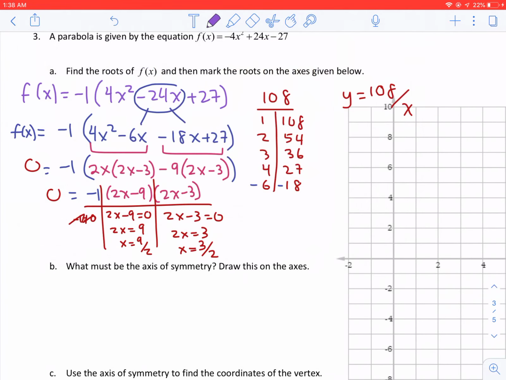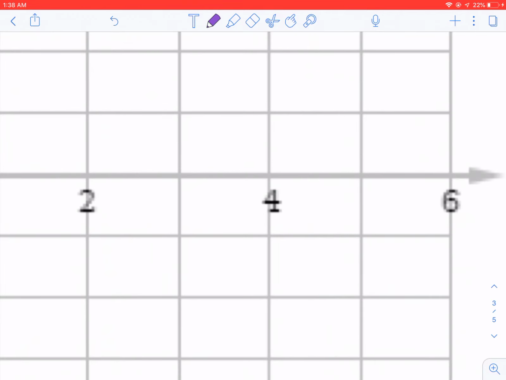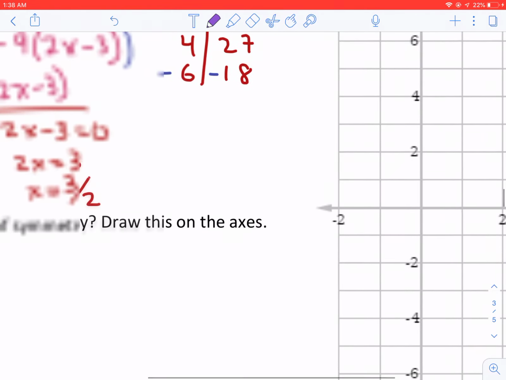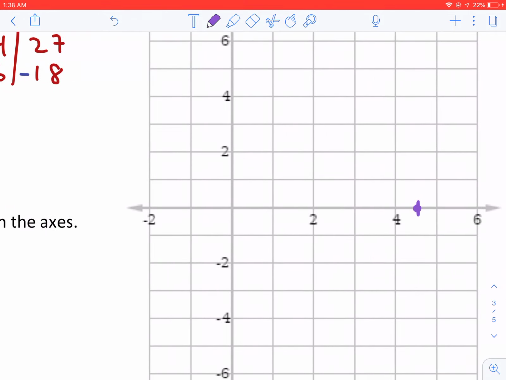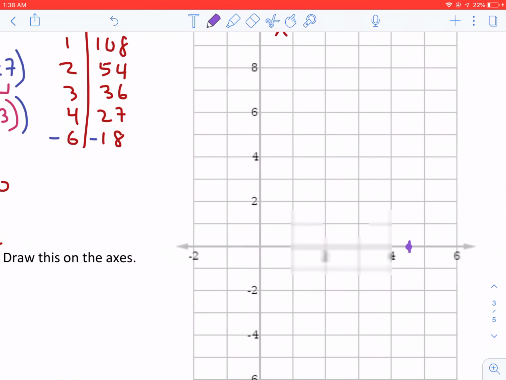So plotting those two x-intercepts, our roots, 9 over 2 is equal to 4.5. So I'm going to plot one of my zeros over there. Another 0 is at 3 over 2, which is 1.5. So I'm going to plot another 0 right there at 1.5.